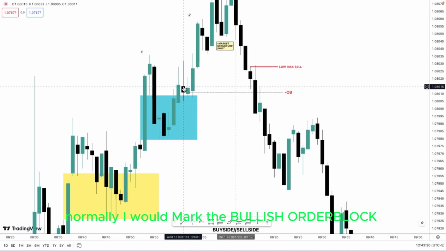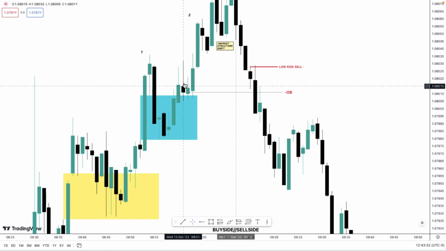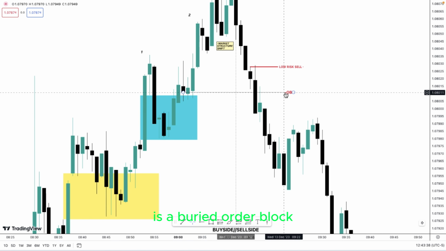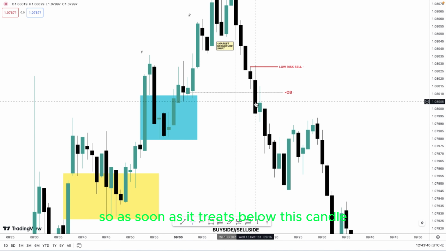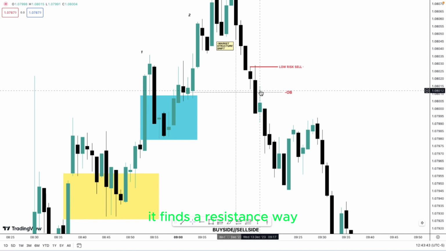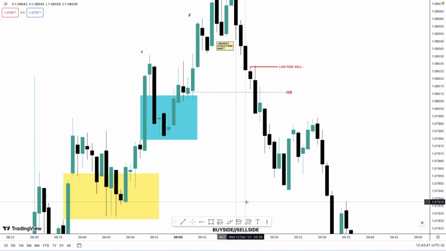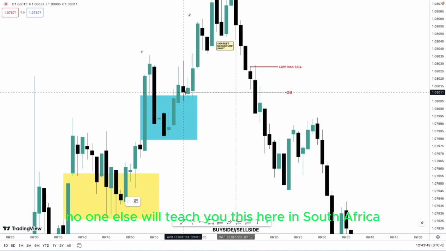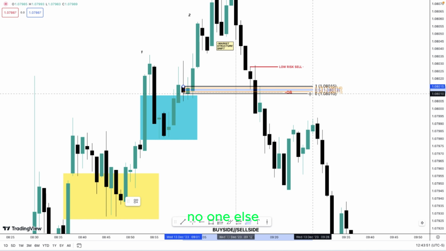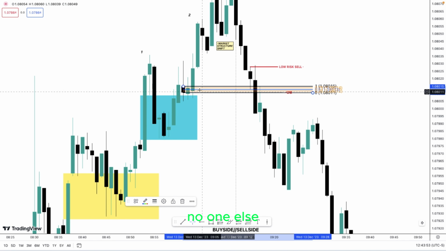So what this means is that normally I would mark the bullish order block at the opening price. But if I'm marking the same candle at the closing price, it is a bearish order block. So as soon as it trades below this candle, it finds resistance at the bearish order block, which is red. No one else will teach you this here in South Africa. No one else.